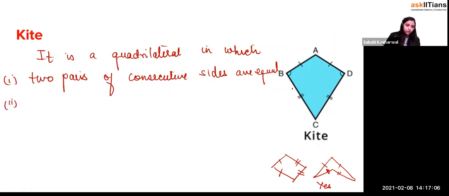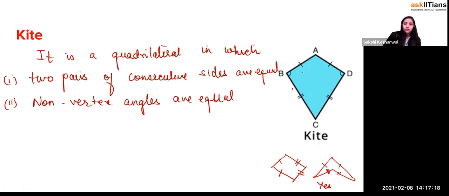Second is non-vertex angles are equal. So you see that non-vertex means what? Like this and this are meeting like this side, right? So this is the vertex over here, the common side, and this is a common vertex for BC and BD. But this is a non-common vertex, right or not? So this one and this one are with a non-common vertex. Yes or no? Like your non-common vertex of these two sides, right? So they're equal.